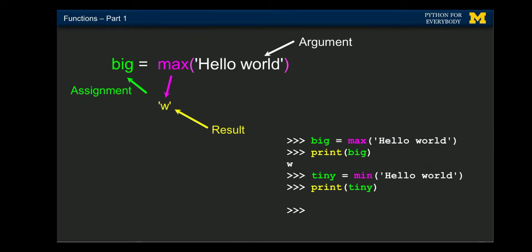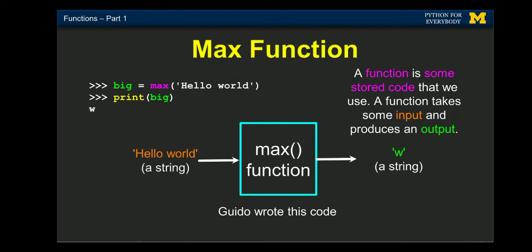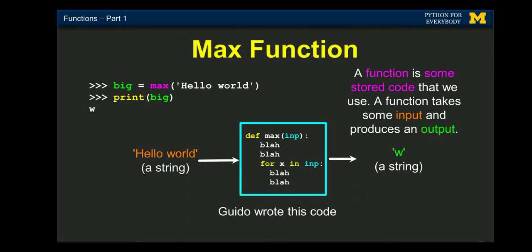Suppose big is a variable name which has a value assigned with the calling of the function max with 'hello world'. The max function is some stored code that we use. A function takes some input and produces its output. Suppose we have assigned max and provided it a value of 'hello world', and now we are going to print big. Now what is going to happen here is that the maximum of 'hello world' is the maximum letter present in 'hello world', that is w. So w is going to be the output.